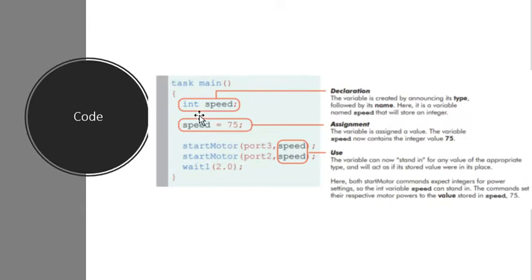There it is. This does it in 2 steps. This says, okay, there's this integer of speed, and speed is equal to 75. So it's done it in 2 parts. But I could put all this together and just say the integer speed equal to 75. So I can do it in 1 step if I want to. Whichever way works for you is fine with me.